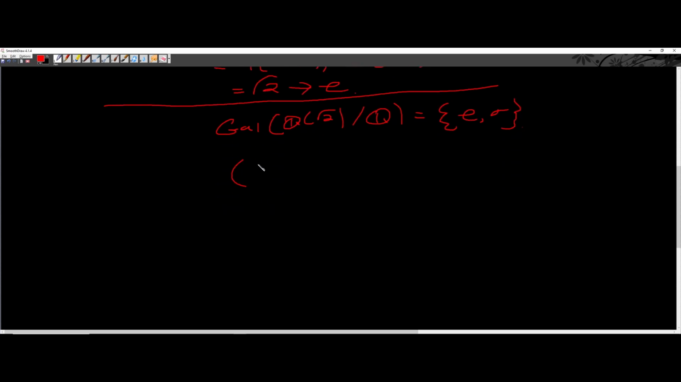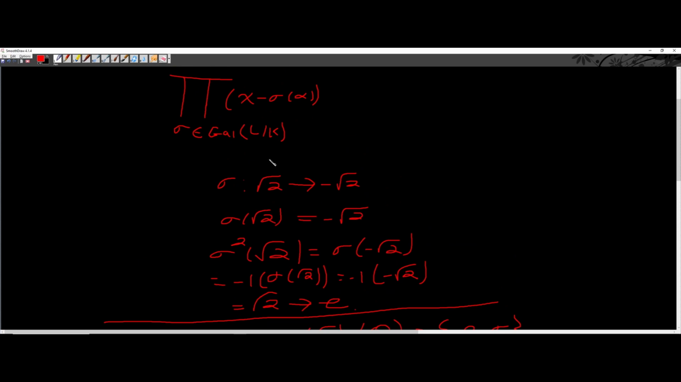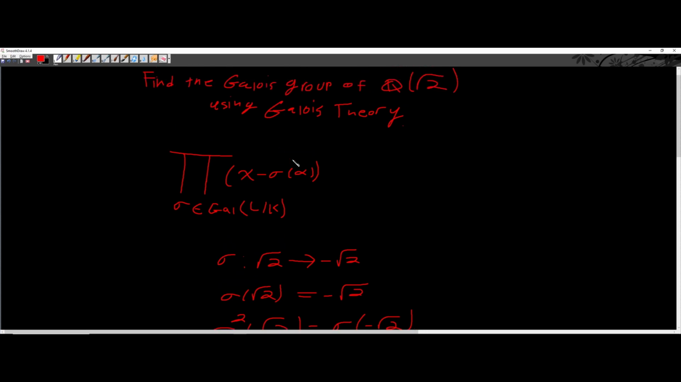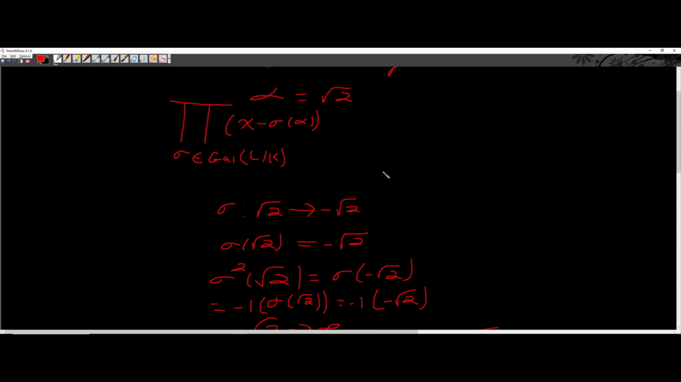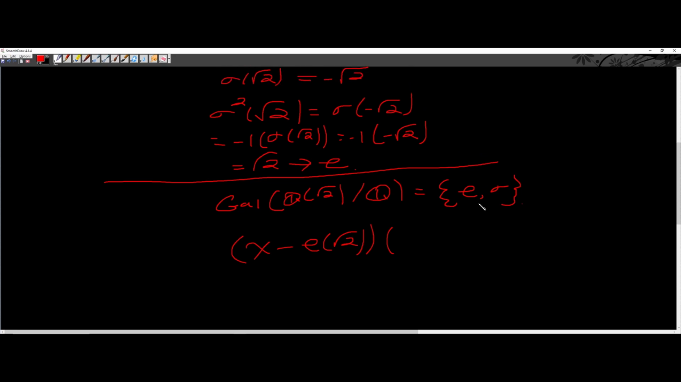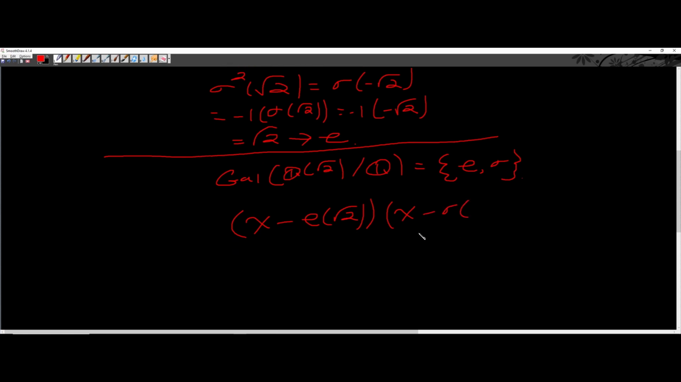Looking back at our formula, we have x minus sigma of alpha, where I should have stated that alpha equals square root of 2. So now we can apply our first automorphism. That's just E, we'll denote it E of square root of 2, and we're going to multiply it by x minus our unique automorphism of square root of 2.